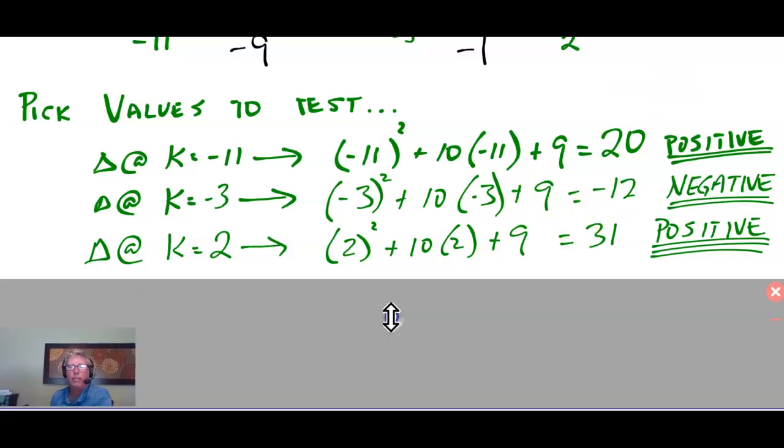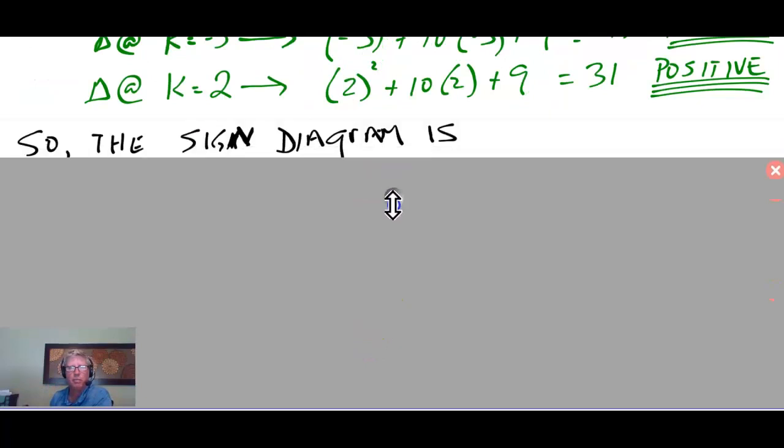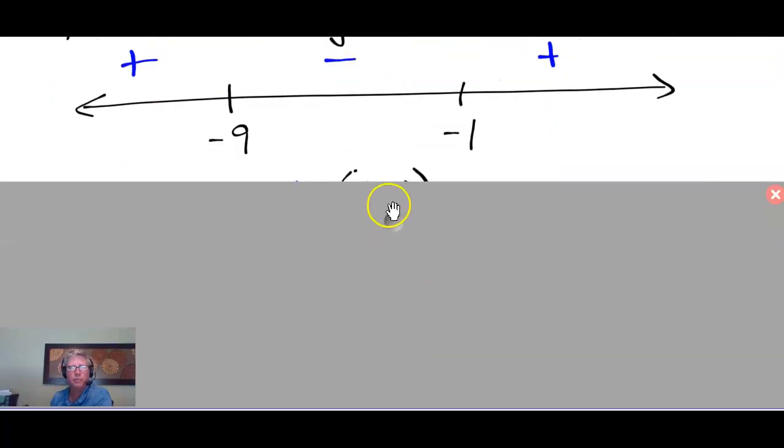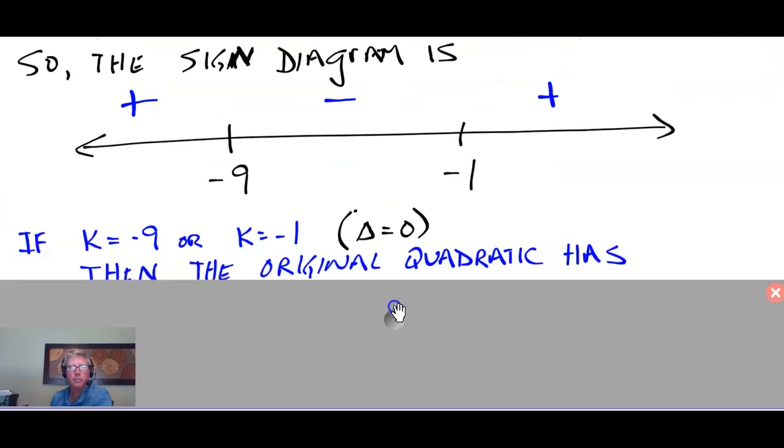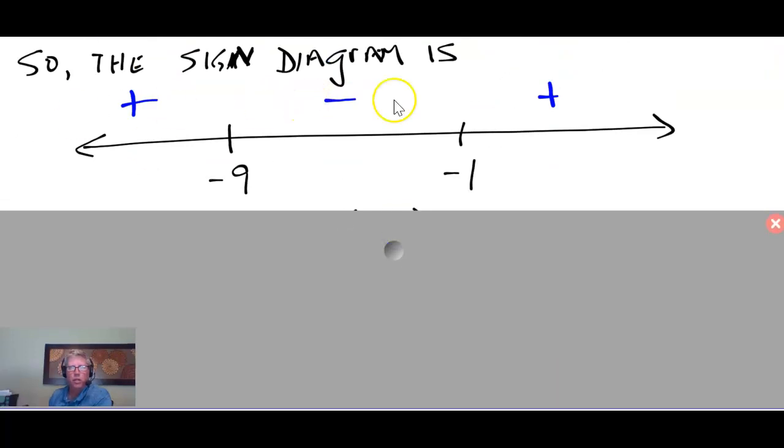So we have now figured out where it's equal to 0. We figured out the intervals, if they're positive or negative. So let's finish this problem. There it is. So this tells us a lot. Remember, we're talking about the discriminant. It is equal to 0 at -1 and -9. The discriminant is positive when k is anything here or anything here, and it's negative if k is any number between here and here.